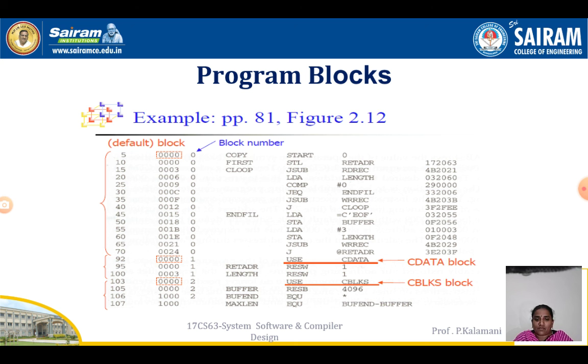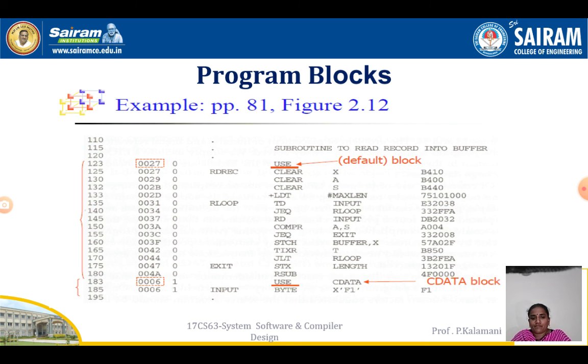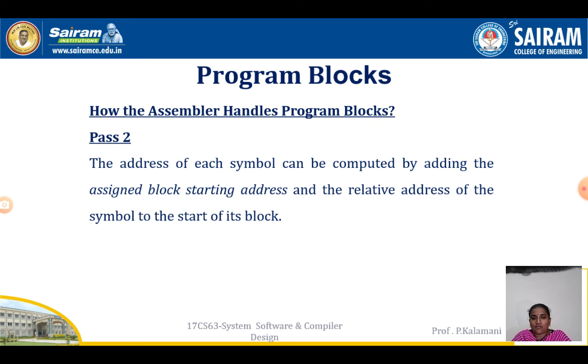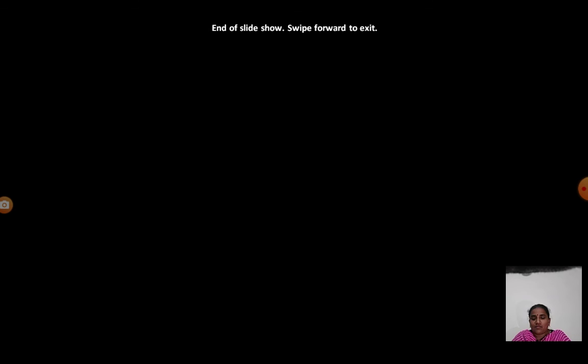Here the block CDATA contains only two statements, reserve word 1 for RETADR and reserve word 1 for LENGTH. Then the next is USE CBLKS, which means a new block is started. After that, the new instructions should be added in block 2. Same thing is done over there. For program blocks and program linking, we can go through the examples.